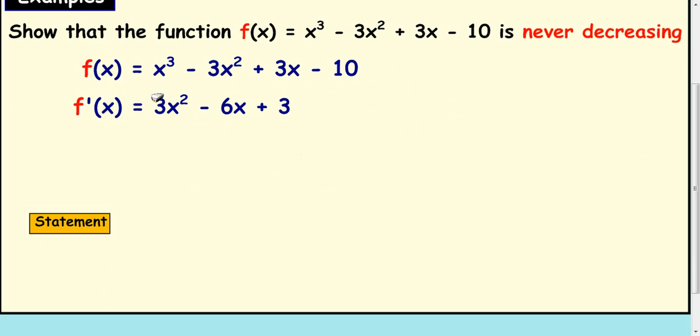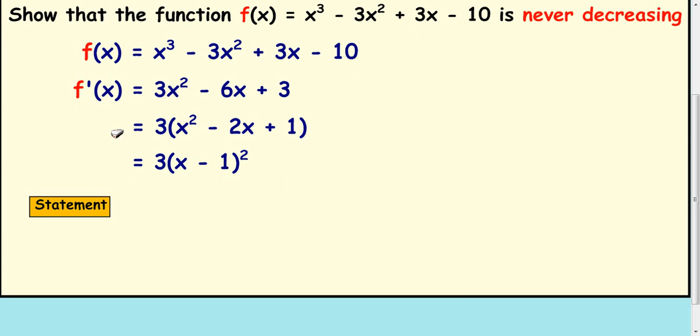Factorise this. So you can take a common factor of 3 out. And then 3 times x squared makes 3x squared, 3 times negative 2x makes negative 6x, and so on. And then this will become x minus 1 times x minus 1. We can write that as 3 times x minus 1 squared.